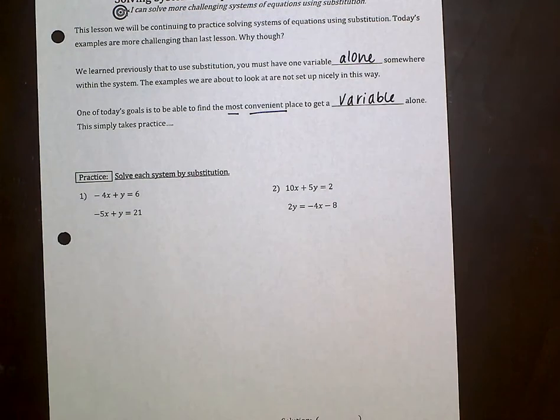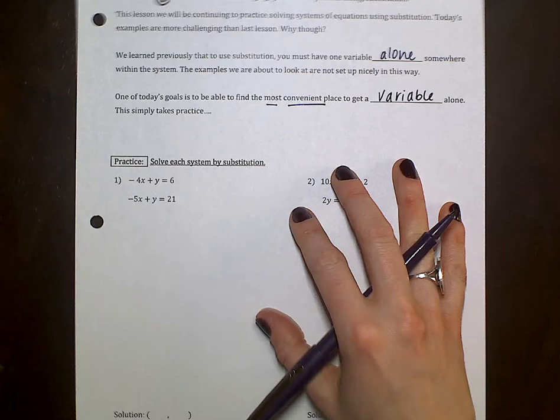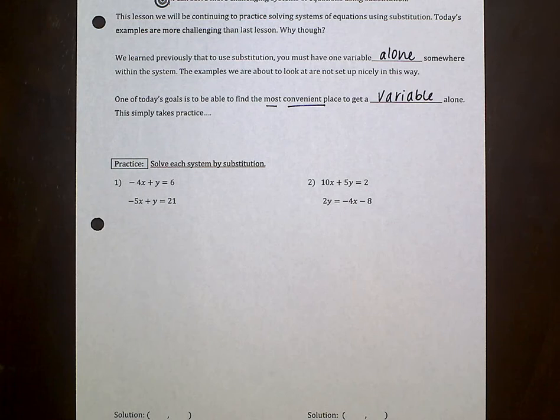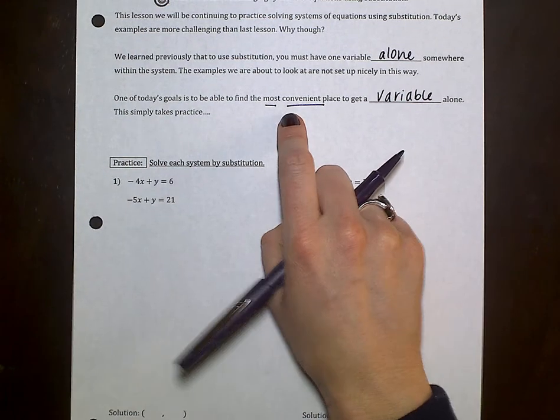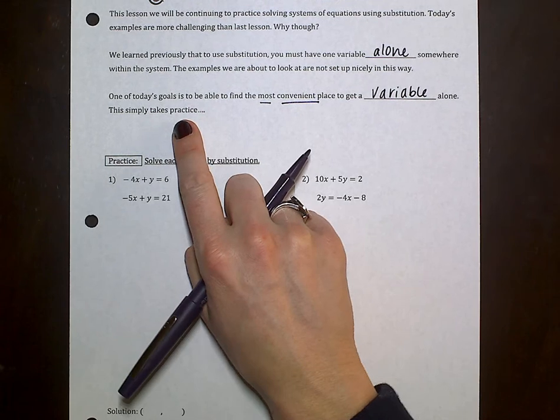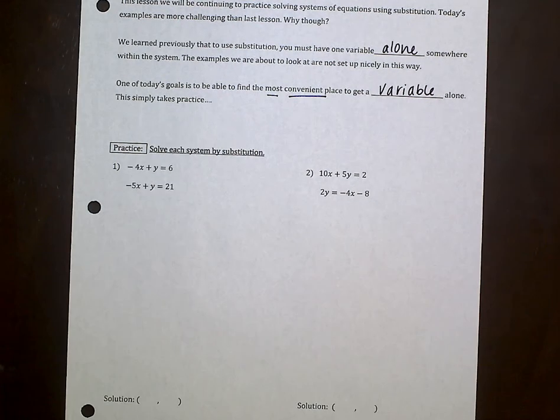Because realistically, I could get any x or y within the system by itself, but to save yourself the headache that fractions and decimals cause, you definitely want to find the most convenient place. And to do that, it just takes practice. I promise you that if you practice these enough, you will have it down and it'll be nothing.